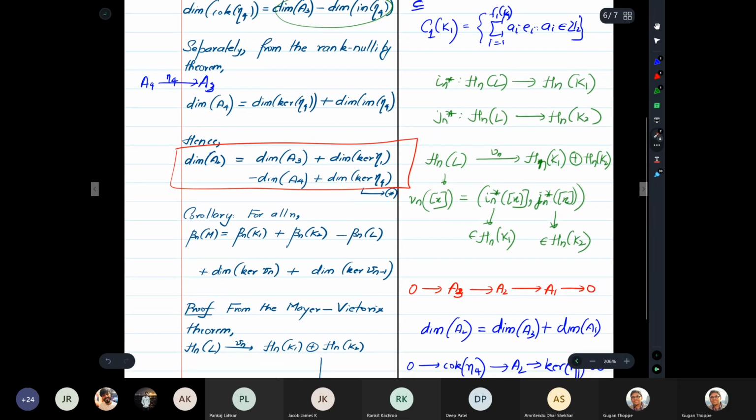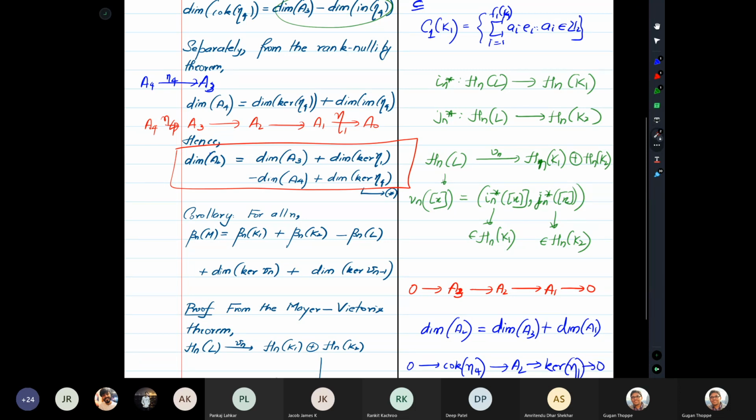So the consequence of this is that whenever you have an exact sequence of the following kind, so let me just write that thing again. So whenever you have an exact sequence of the following kind, then such a relationship must hold, right? So this says that the dimension of this vector space must equal the dimension of this vector space minus the dimension of this vector space over here plus the dimension of kernel of this and the dimension of kernel of this, right? So such a relationship holds.